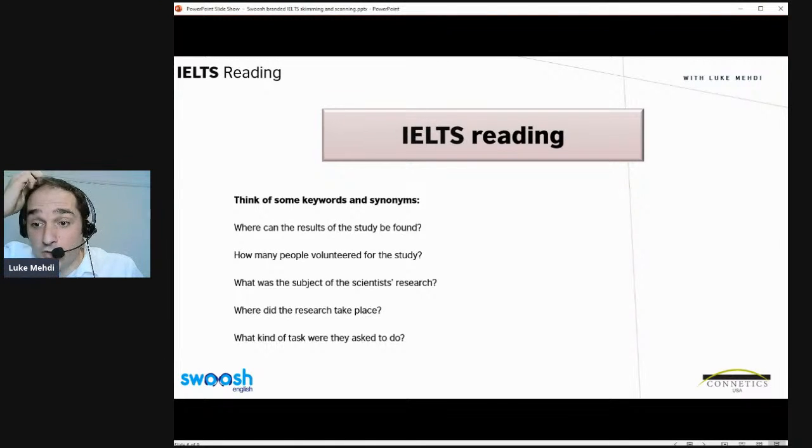IELTS requires a much broader range of vocabulary because the topics can cover almost anything.